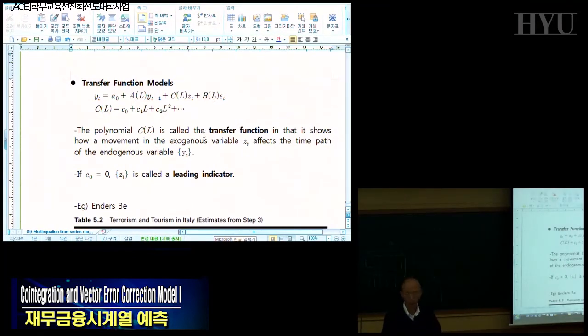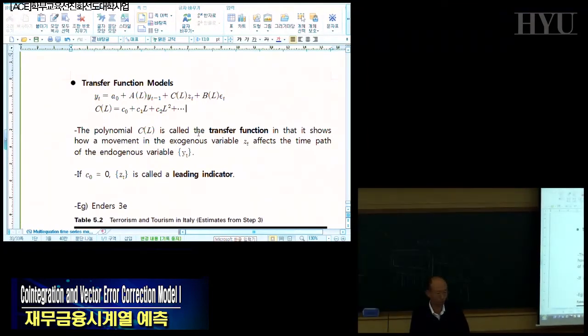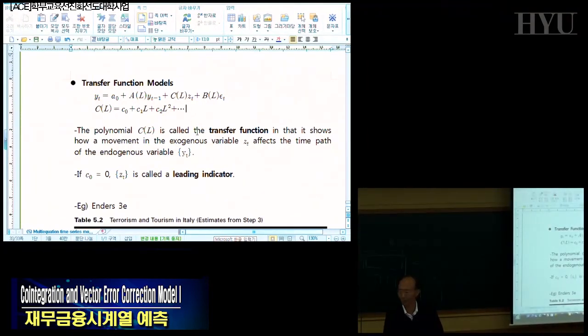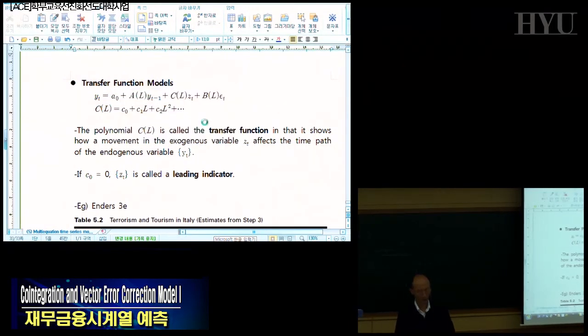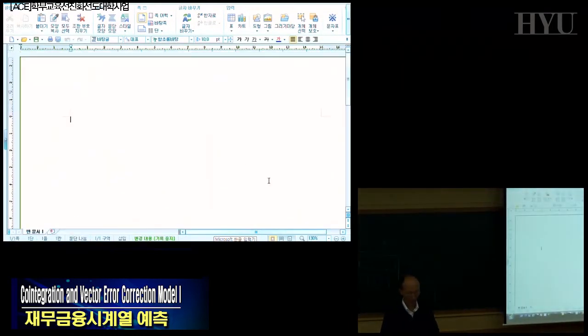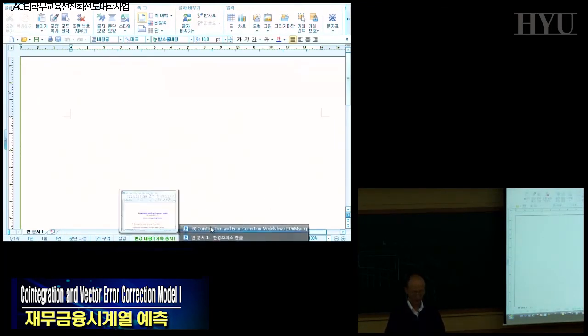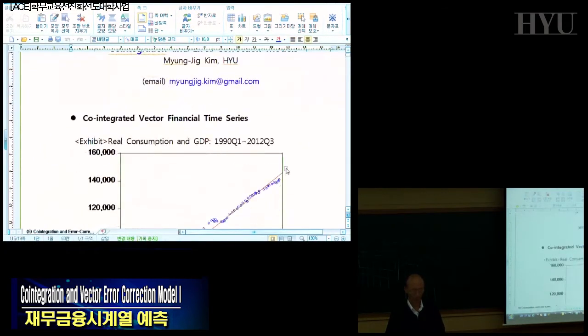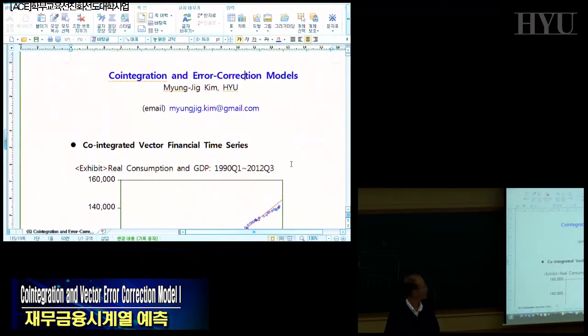Before we move to vector or error correction models, any questions? Comments? Lecture note 6 is available from our portal, and it has the title Cointegration and Error Correction Model.